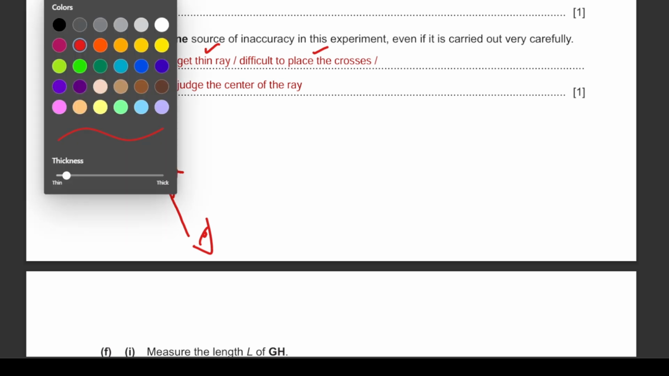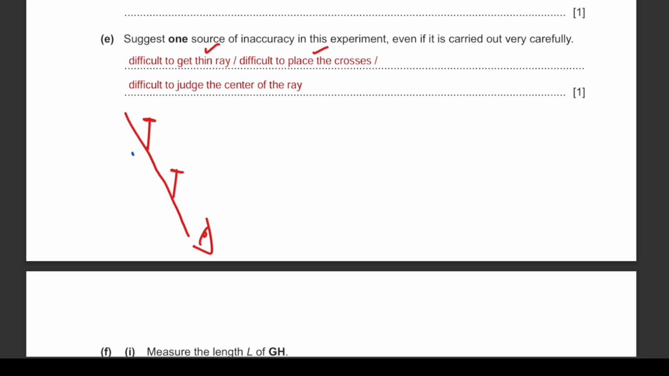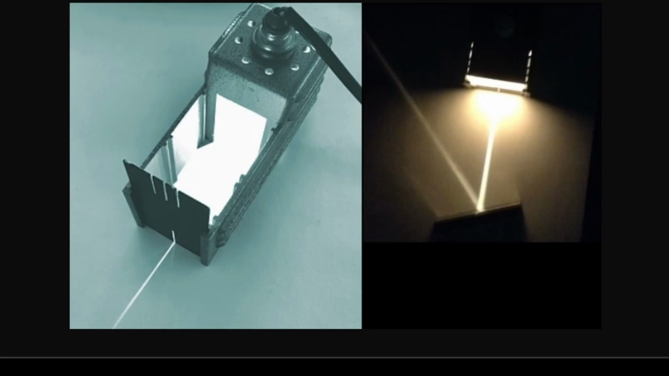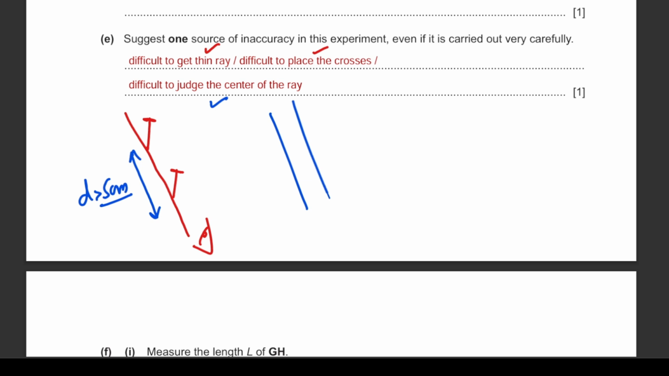It's difficult. Also, one of the procedures for improved accuracy is that the distance between the pins should be greater than 5 centimeters. And then it is difficult to judge the center of the ray, because if the ray is thick, where do you put the pin? Do you put it here? Or do you put it here? Where do you put it?